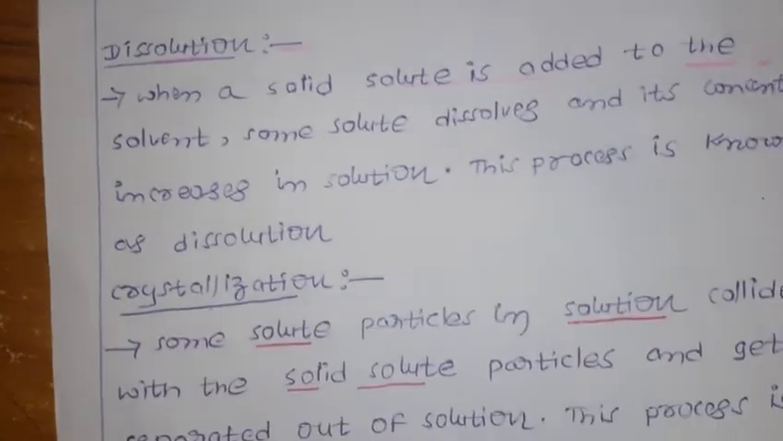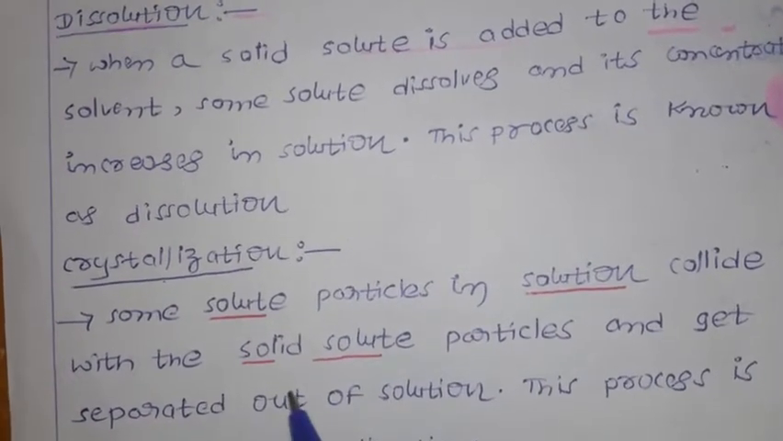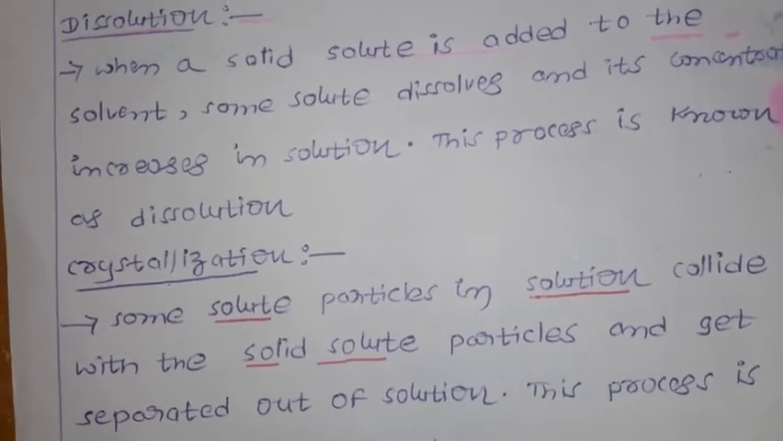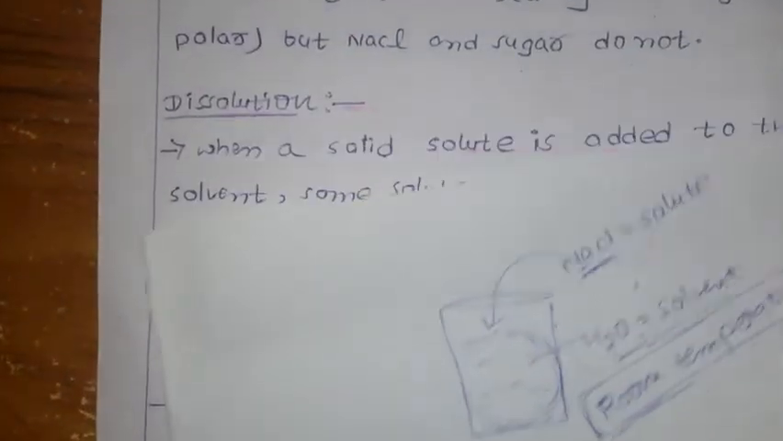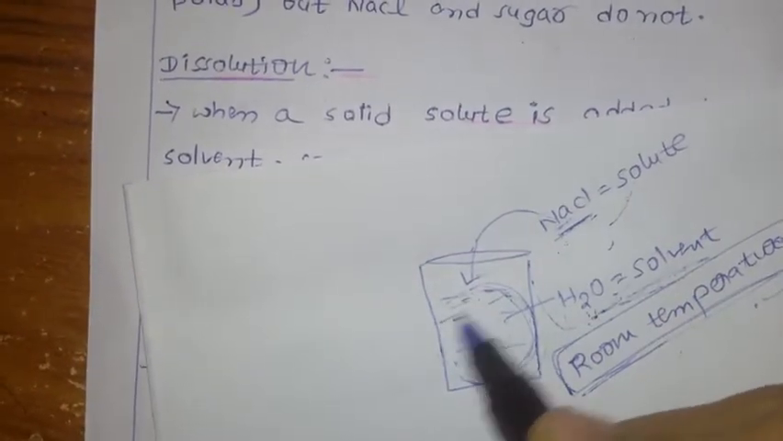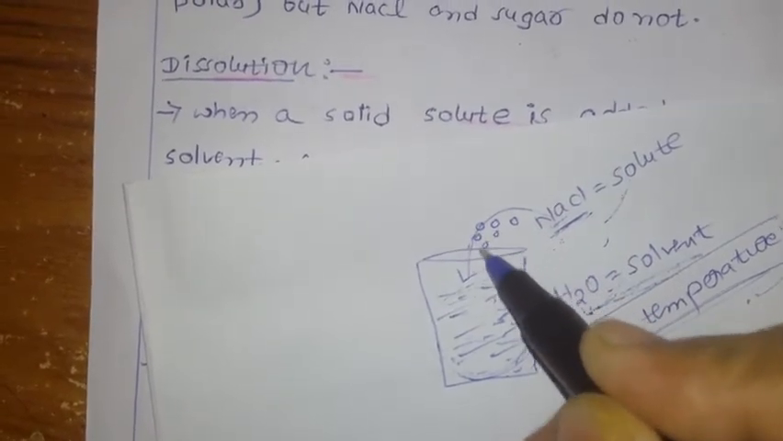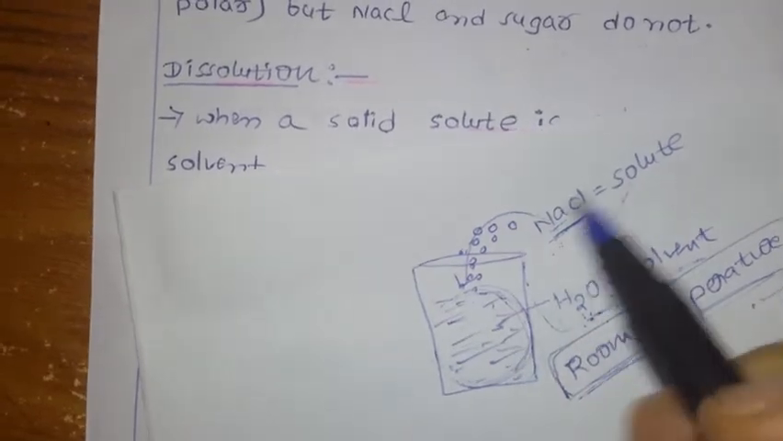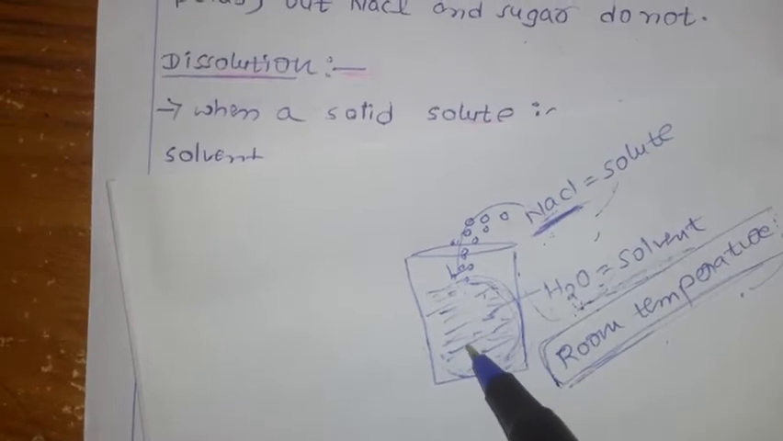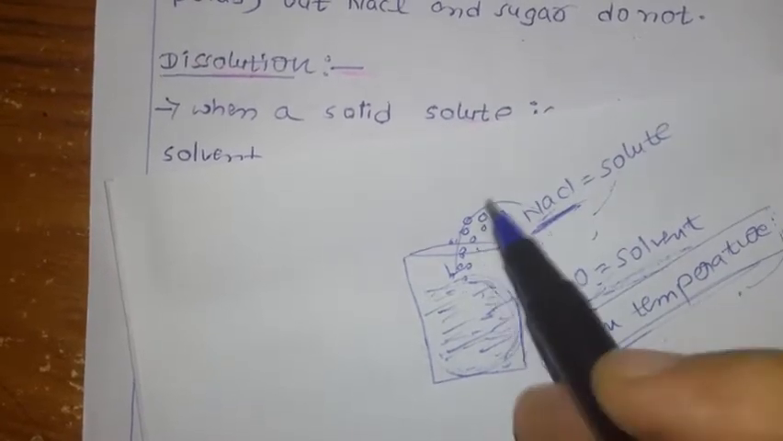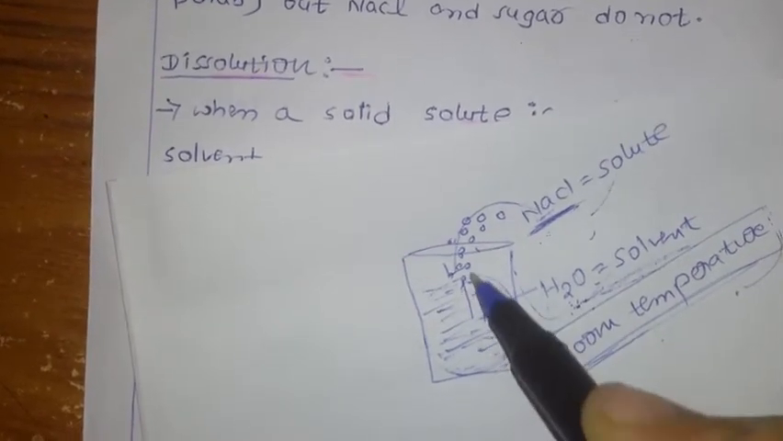Next we have the definition of crystallization. What is the meaning of crystallization? It means some solute particles in solution collide with the solid particles and get separated out of the solution. This process is known as crystallization. For example, with sodium chloride, some amount is already dissolved. Now when you add some more sodium chloride, which is an ionic compound, we have the crystal structure. Some solid particles are already dissolved and these others do not dissolve. The dissolved and undissolved particles are going to collide with each other.